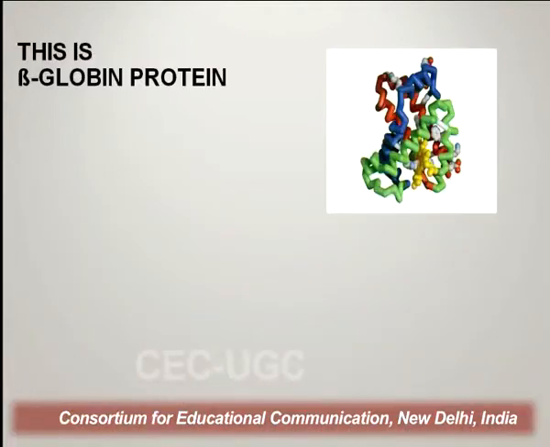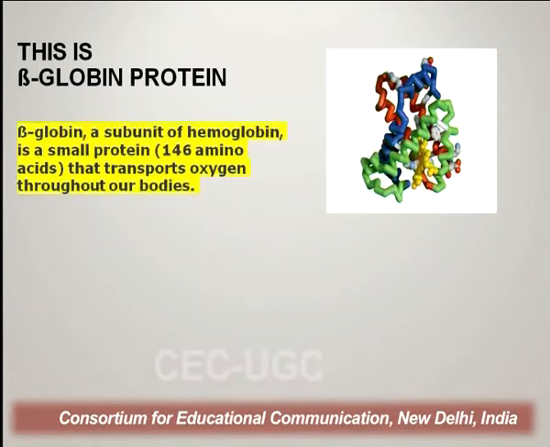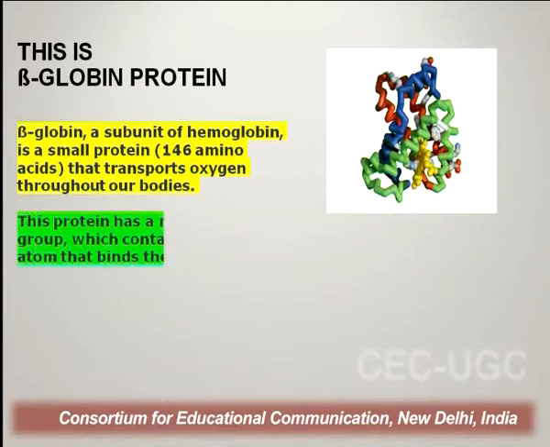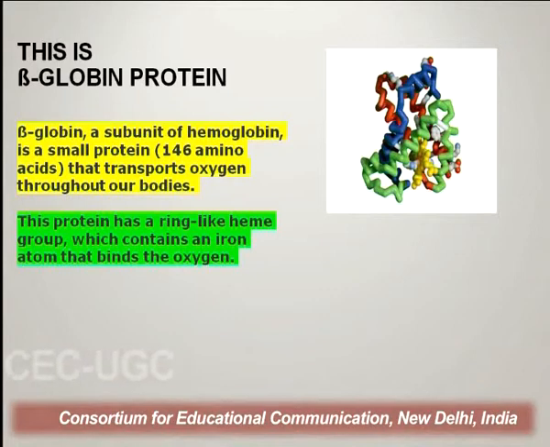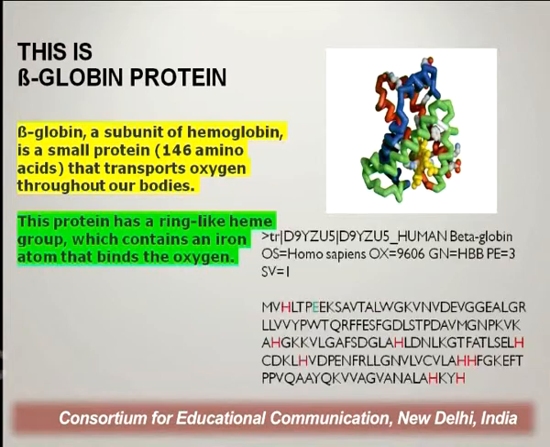I said we'll be doing this with the beta globin protein, and I want to tell you why we chose it. Beta globin is a subunit of hemoglobin and is a small protein, 146 amino acids in length, and it transports oxygen throughout the body. This protein has a ring in between which has a heme group, and it is important for taking up and carrying the oxygen.